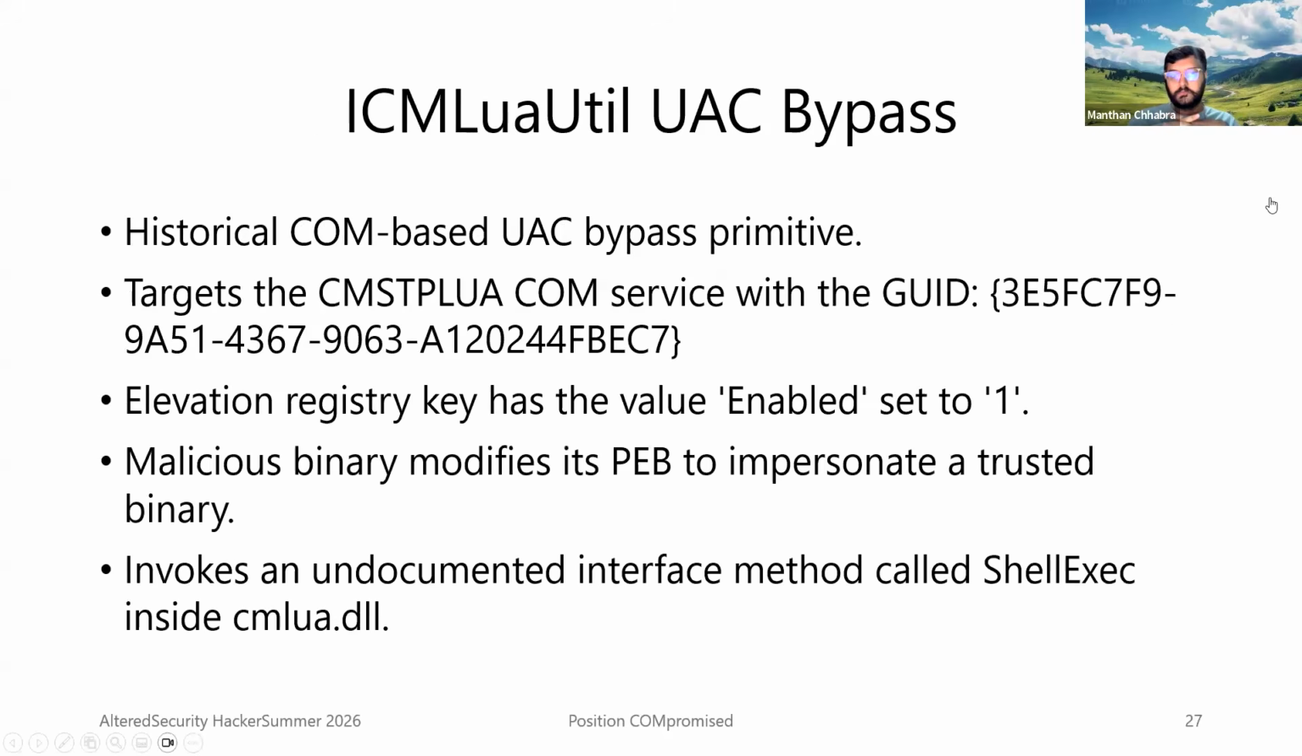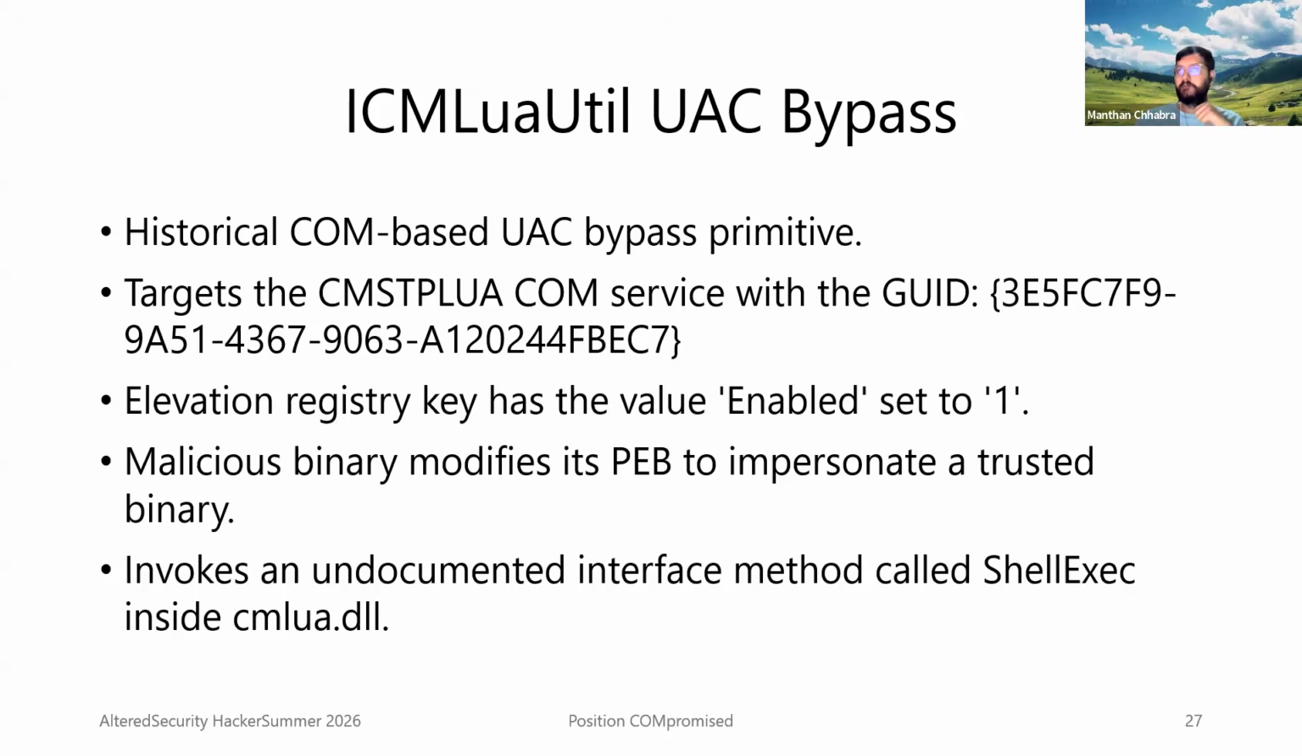Now, there is a very popular UAC bypass which has been built on this concept, which is the ICMLuaUtil UAC bypass. Now, this targets the CMSTPLUA COM service, and it has this GUID starting with 3E all the way to C7. Now, this registry key has an elevation registry key, which has the Enabled value set to 1.